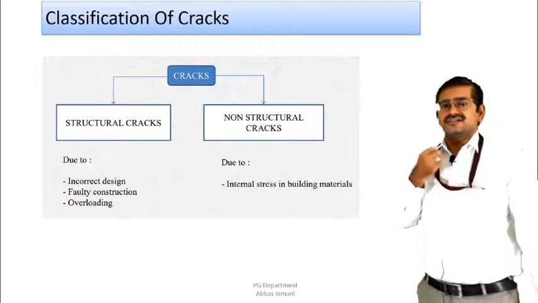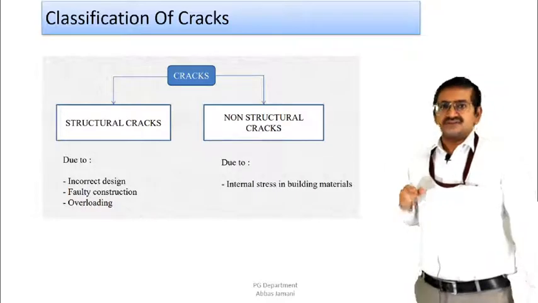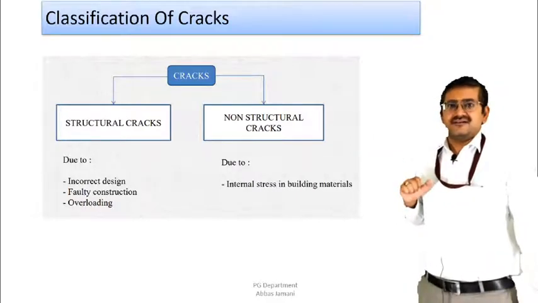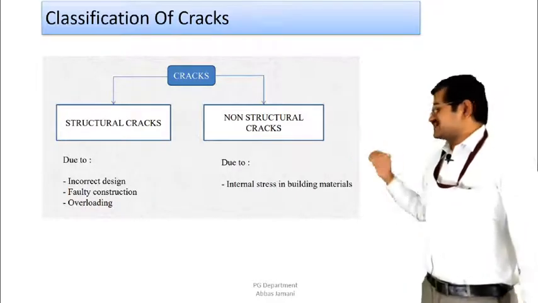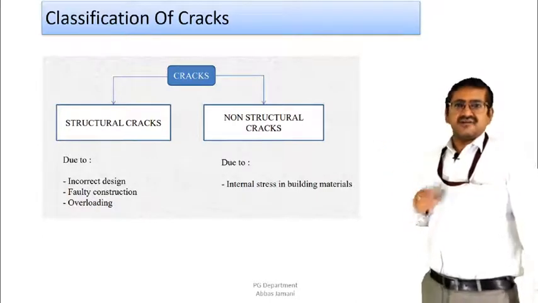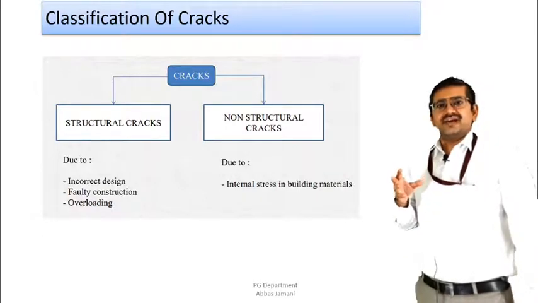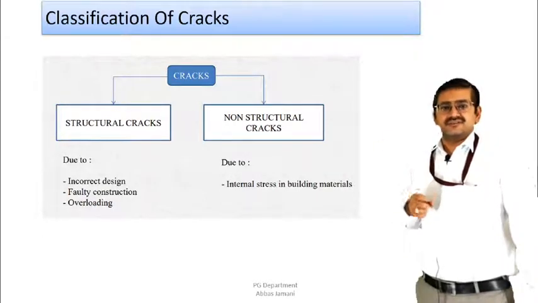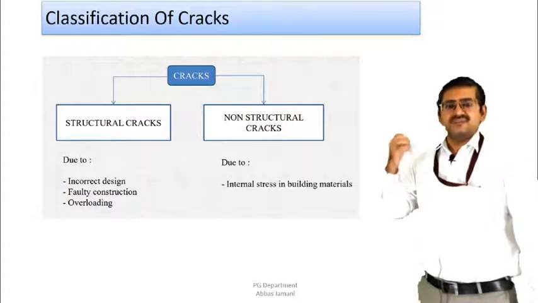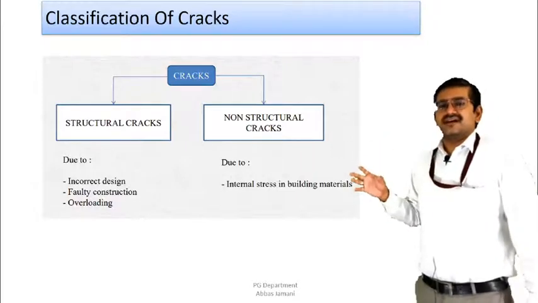In order to understand the type of the crack, you should be well aware of the classification of cracks also. So in the classification of cracks, first of all, the classification is bifurcated into two. First is the structural crack and second is the non-structural crack. Now, as the name itself suggests, a structural crack is one that is going to have an effect on the structural stability or the integrity of the structure itself, or you can say the performance of the structure.